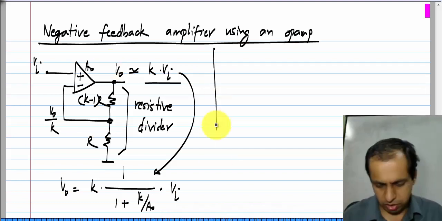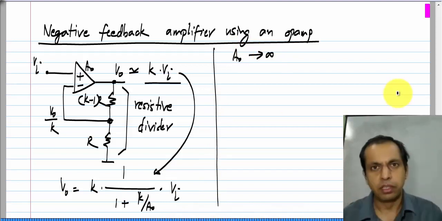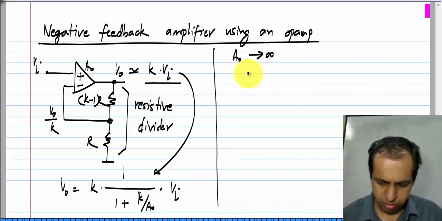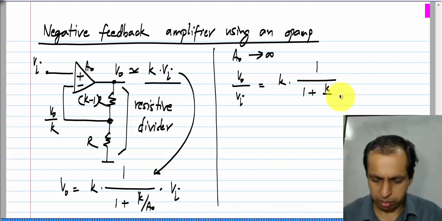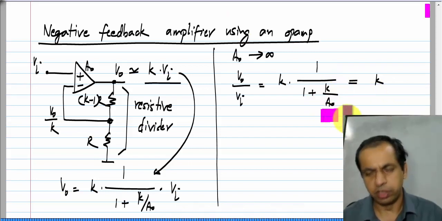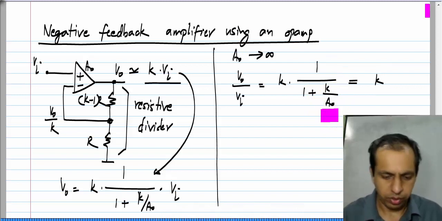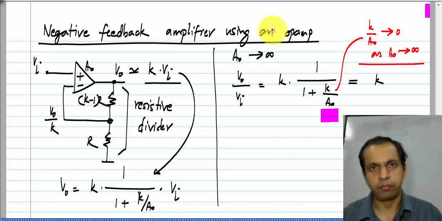Now, if we take the limit of A naught tending to infinity, we see that V naught by V I, which is k times 1 by (1 plus k by A naught), is exactly equal to k, because as A naught tends to infinity, this term here goes to 0. K by A naught goes to 0 as A naught tends to infinity.